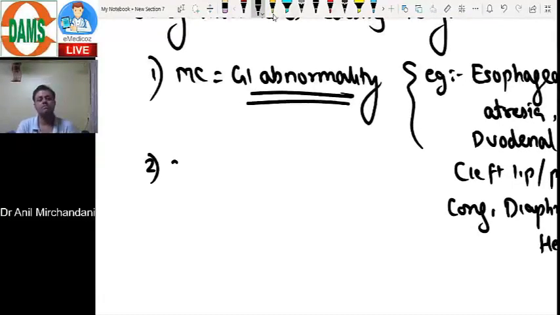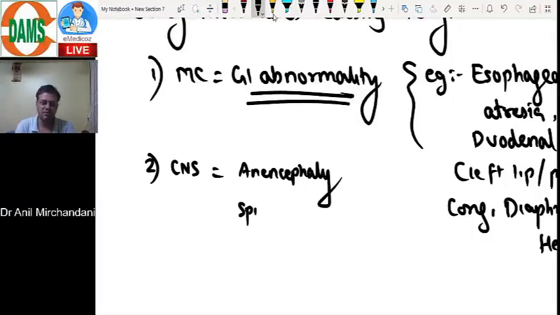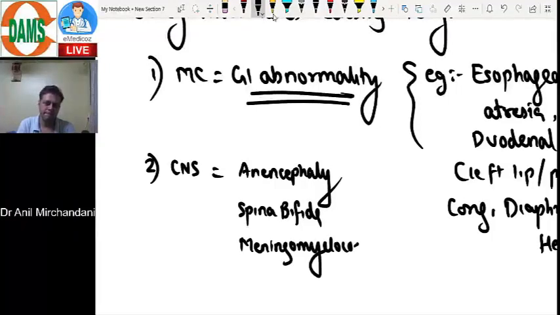Then I am writing CNS abnormality like anencephaly. So neural tube defect: anencephaly, spina bifida, then meningocele, meningomyelocele. All these things can cause polyhydramnios.